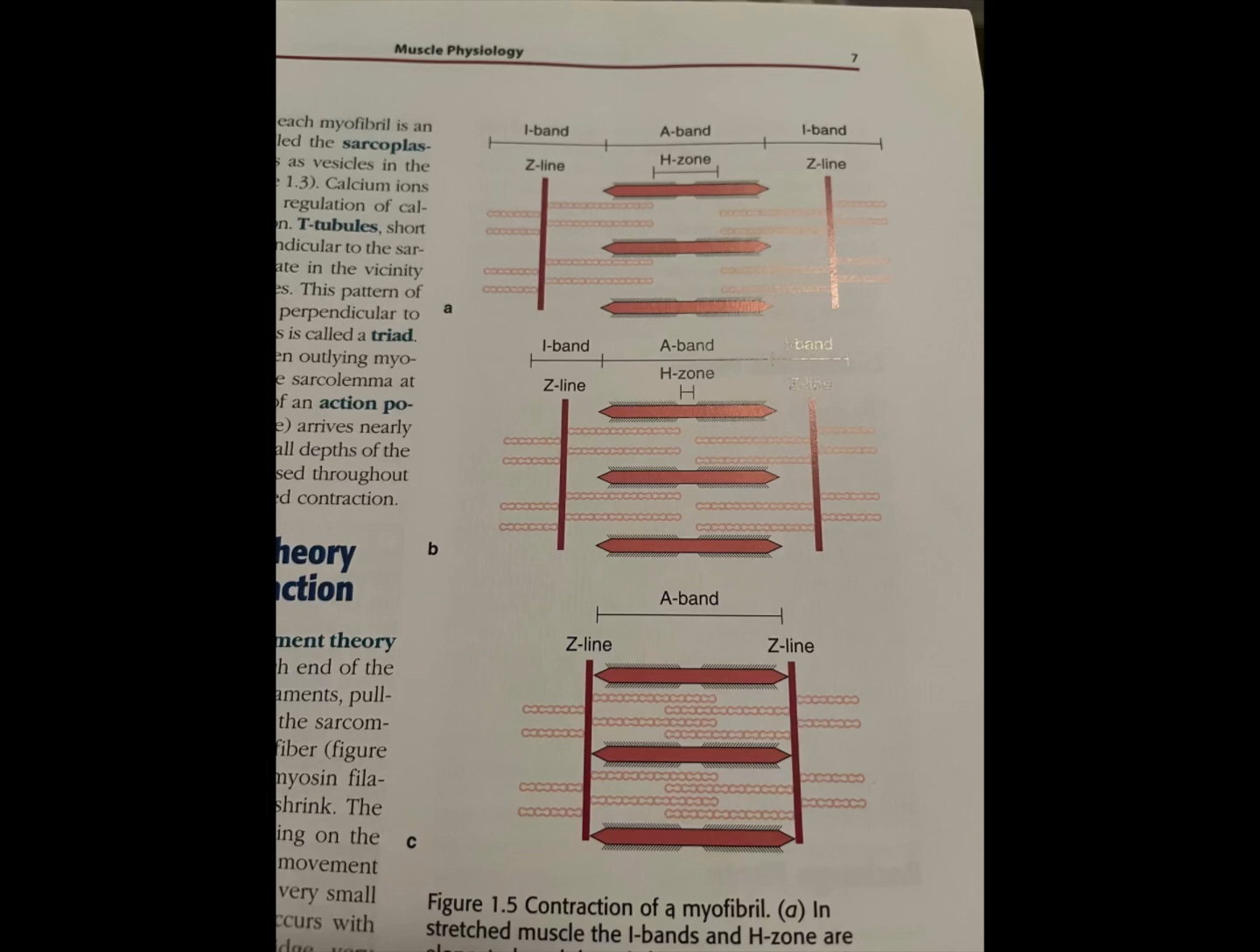Relaxation phase. Relaxation occurs when the stimulation of the motor nerve stops. Calcium is pumped back into the sarcoplasmic reticulum, which prevents the link between the actin and myosin filaments. Relaxation is brought about by the return of actin and myosin filaments to their unbound state.